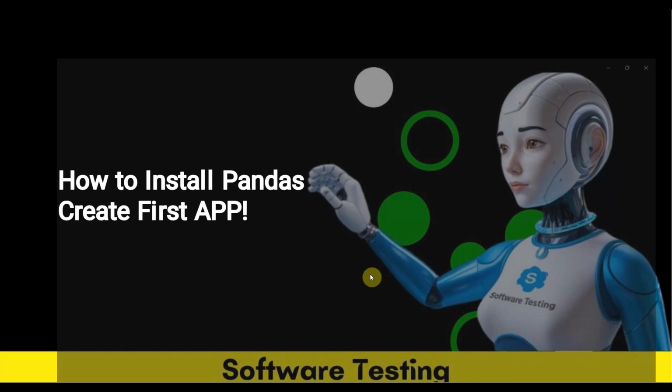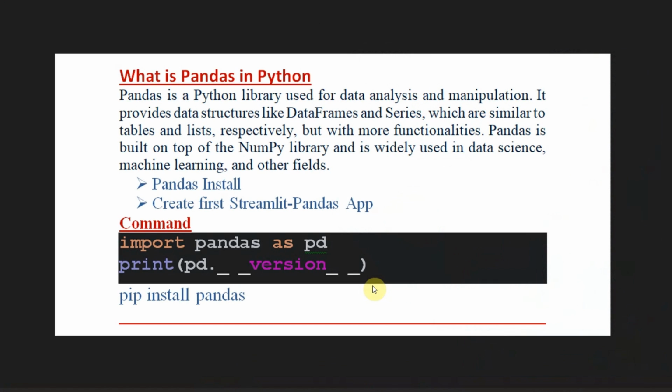Pandas is a Python library used for data analysis and manipulation. It provides data structures like data frames and series, which are similar to tables and lists respectively, but with more functionalities. Pandas is built on top of the NumPy library and is widely used in data science, machine learning, and other fields. We will first install Pandas, then we will create our first app, Streamlit Pandas.